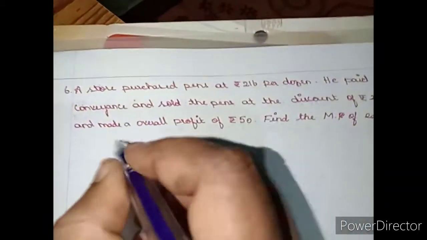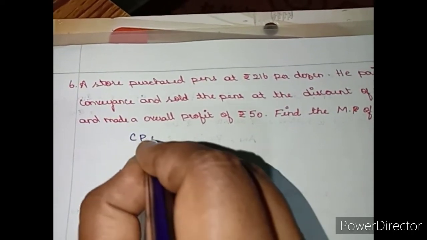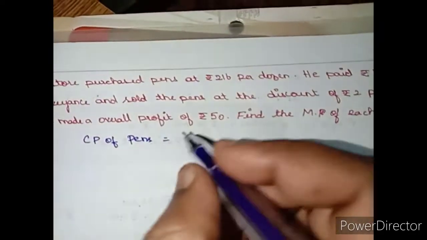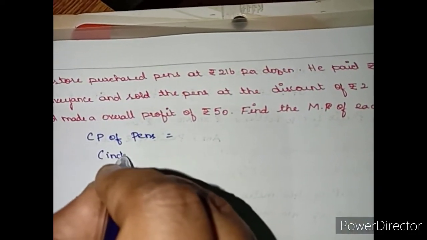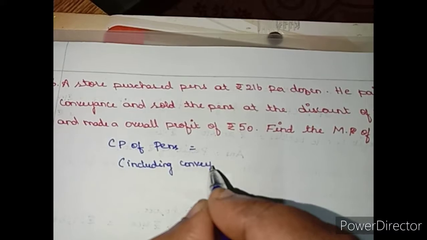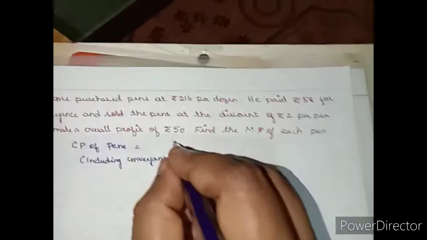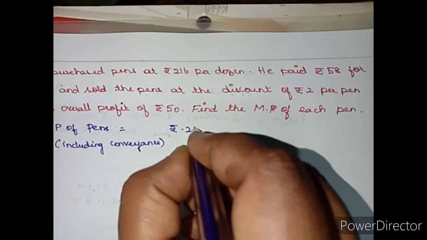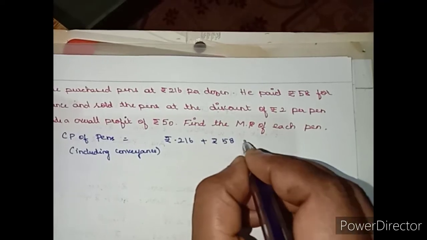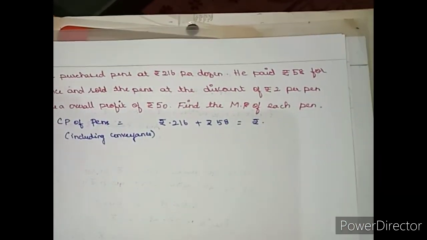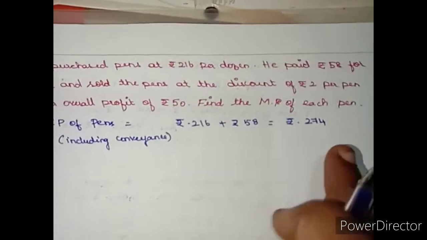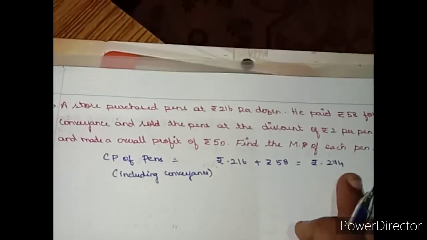Okay. So CP of pens is equal to, this is including conveyance. Okay, we have to add it here. Okay, CP of pen is rupees 260 plus rupees 58. So what is the total? It is 274 rupees. So what is the CP of the pen is 274 rupees.